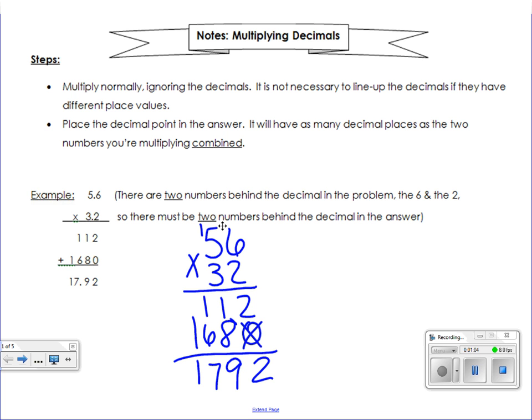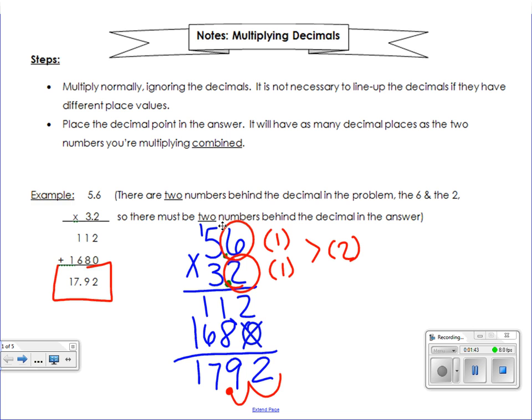did have decimals. So now I've got to see how many decimals I have. I've got 1 here and 1 here. But the kicker is we've got to remember how many numbers are behind my decimal. So I have 1 number behind this decimal, 1 number behind this decimal. So how many numbers do I have total behind my decimal? I have 2. Since I have 2 numbers in my problem behind my decimal, in my answer I have to have 2 numbers behind my decimal. So my answer really is 17.92.